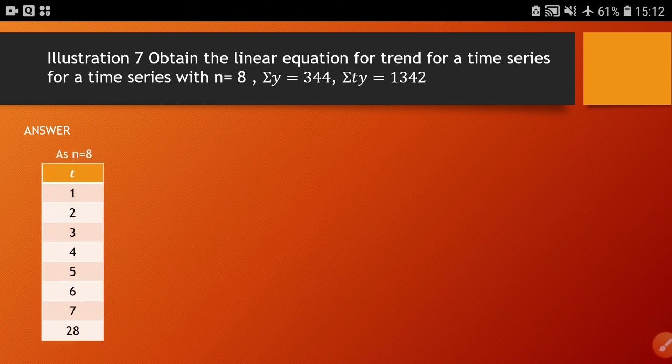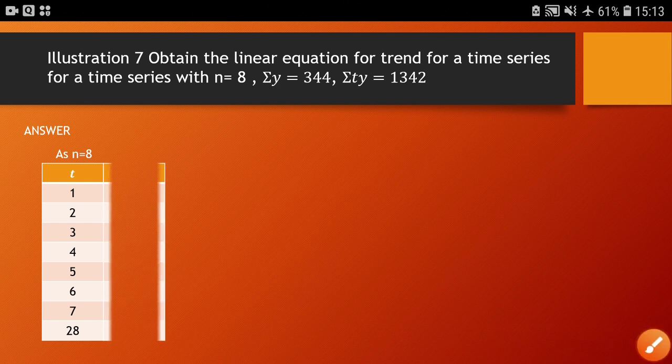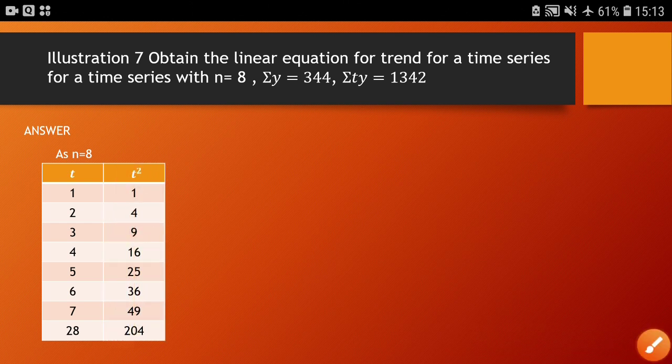So if you write your t as 1, 2, 3, 4, 5, 6, 7, the total of t, 1 to 7, is 28. If there is a t, you can find t square easily. 1, 4, 9, 16, 25, 36, 49. So your t square is 1, 4, 9, 16, 25, 36, 49. That is 204.